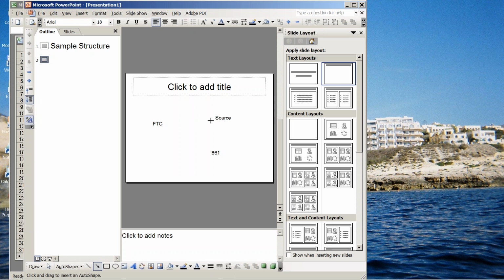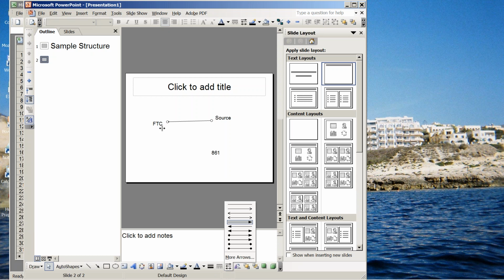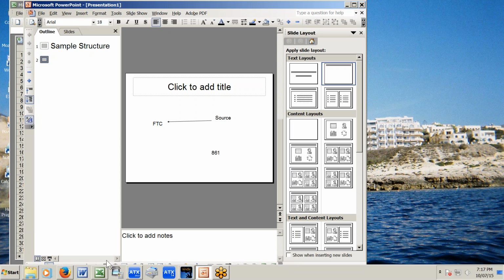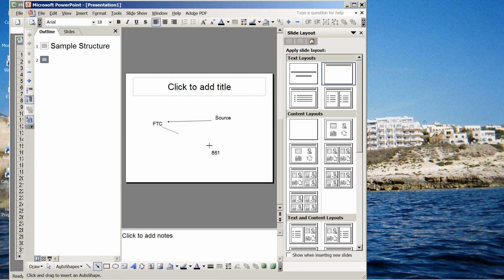And the source rules feed the foreign tax credit rules. The foreign tax credit rules feed 861. Well, let's try this again. Foreign tax credit feeds 861, and 861 feeds the foreign tax credit. So we've got a little bit of interaction in the rules here, and the 861 module is where we start seeing that interaction.